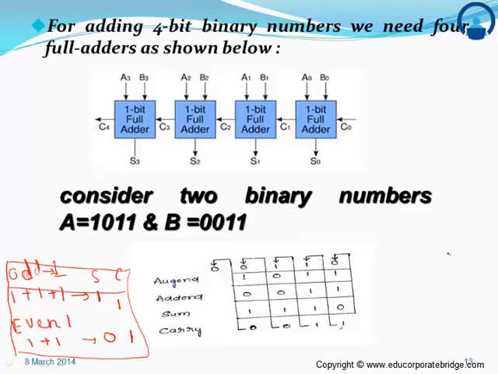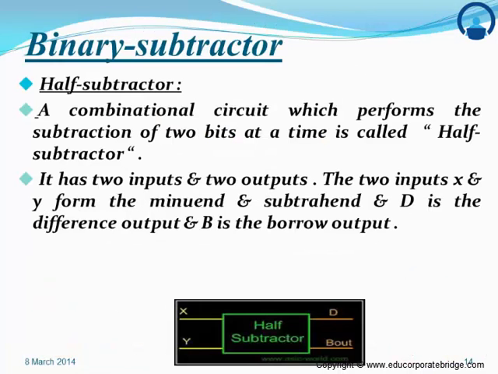So to explain this, let us say example of 4 bits. 1 plus 1 plus 1 plus 1. Since these are even number of ones, the sum will be 0, carry will be 1. Similarly, if there are 5 number of ones, 1 plus 1 plus 1 plus 1 plus 1, the sum will be 1, carry will be 1. Binary subtractor works the same way like binary adder.